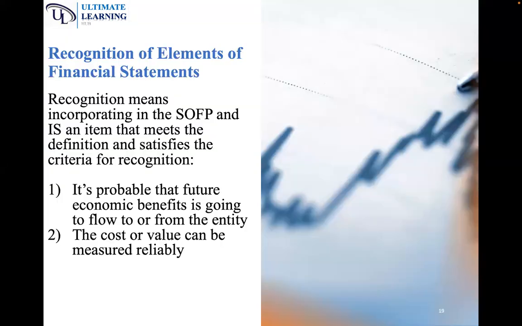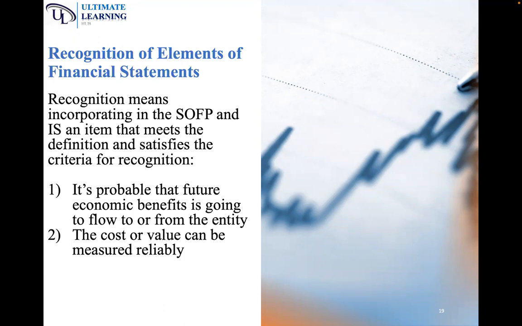Now, after you have defined the elements of the financial statements, the second step is to recognize the elements. To recognize means to include the elements in the financial statements. In other words, if it's furniture, to put it in the balance sheet as a non-current asset. We talk of you are recognizing the furniture in the financial statements. So recognition means including the elements in the financial statements.